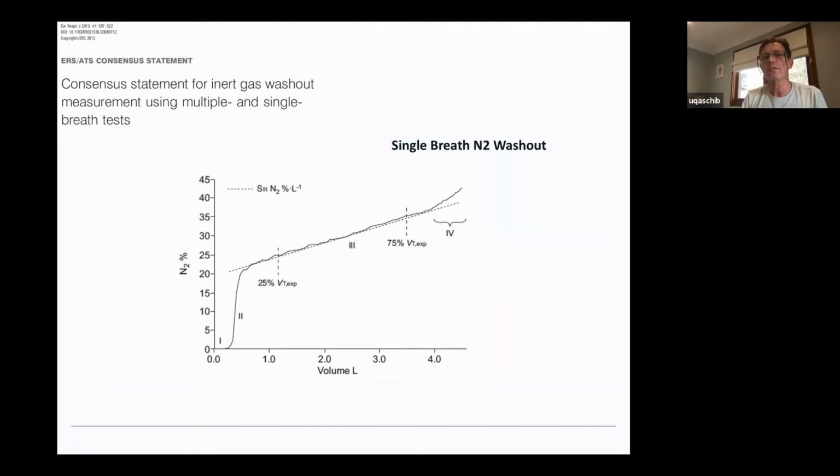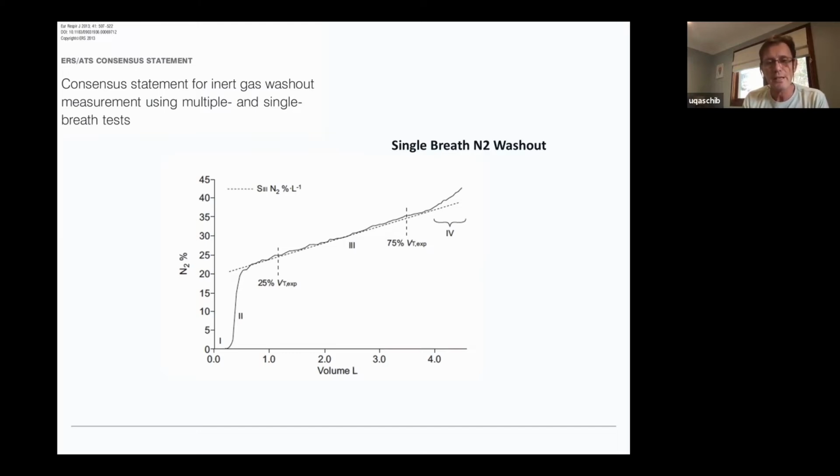So if we look at one single washout, this is a nitrogen washout, but it doesn't matter, it looks exactly the same if you use sulfur hexafluoride, and we do one big breath. So we say, okay, you inhale your last sulfur hexafluoride inhalation to your maximum, and in the next expiratory phase, we measure the exhaled concentration of the sulfur hexafluoride and ask the subject to empty the lung as much as possible. You're all familiar with that graph. The CO2 looks similar, as does any other gas that gets exhaled and can be measured simultaneously.